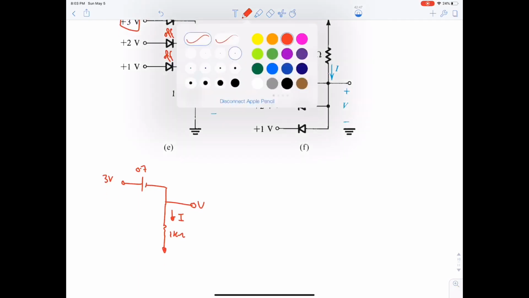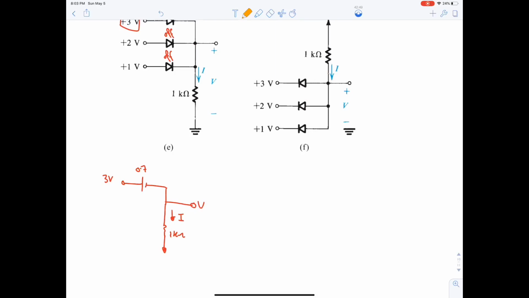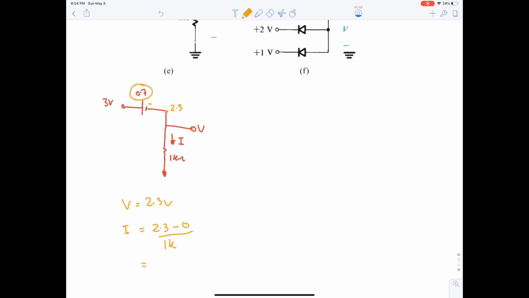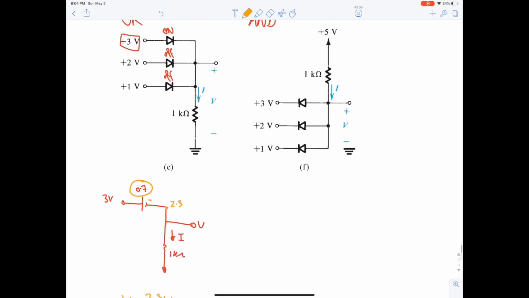If this is 3 volt, the sign that is further from you is minus 0.7, so here you will end up with 2.3 volt. So V is equal to 2.3 volt, and I is equal to (2.3 minus 0) over 1k, which is 2.3 milliampere. Okay, doing this part now.